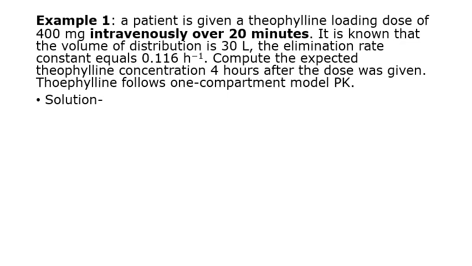We take an example of the calculation of a plasma concentration of a drug which was administered by IV bolus. Assume that a patient is given a theophylline loading dose of 40 mg intravenously over 20 minutes. It's known that the volume of distribution is 30 liters and the elimination rate constant is 0.116 per hour. Compute the expected theophylline concentration 4 hours after the dose was given. Theophylline follows one-compartment pharmacokinetics.